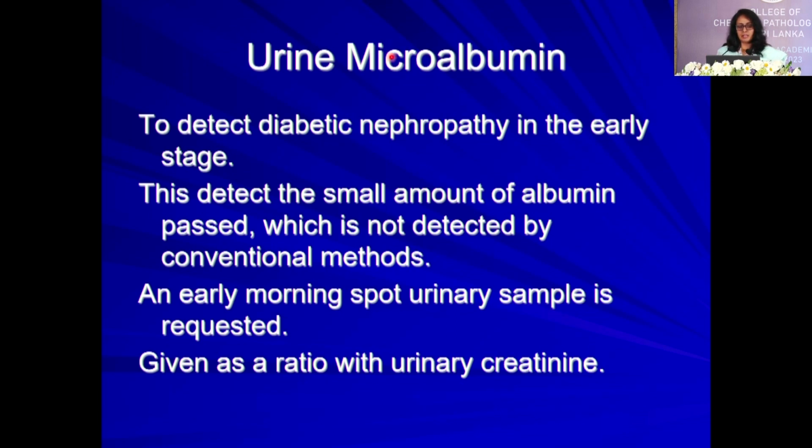This detects the small amount of albumin passed, which is not detected by the conventional method. Microalbumin, when you consider this word, is not a special type of albumin. It is the same type of albumin which is present in the serum, but it is present in very minute amounts. That's why we call it microalbumin. An early morning spot urine sample is the best, and it is given as a ratio with urinary creatinine.